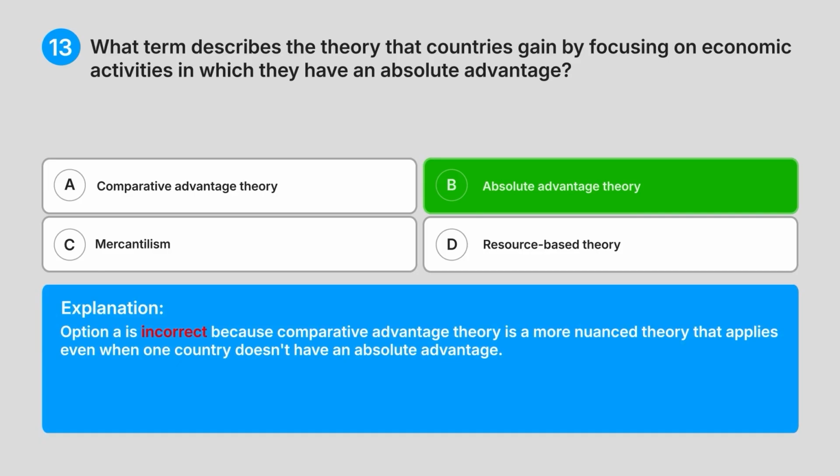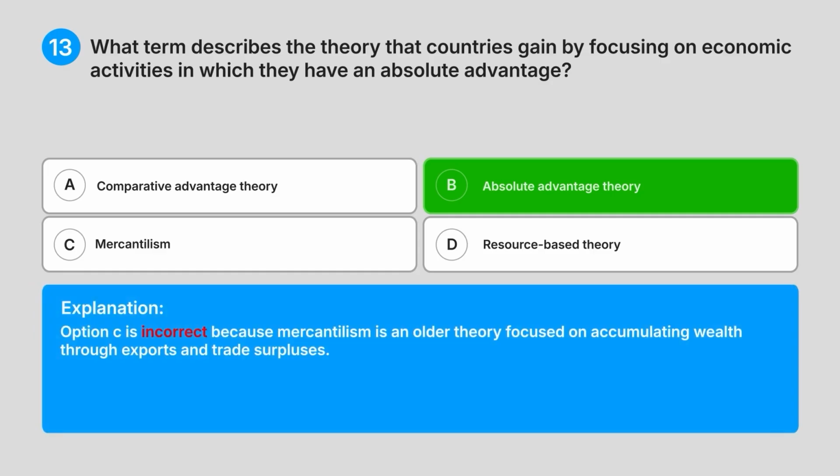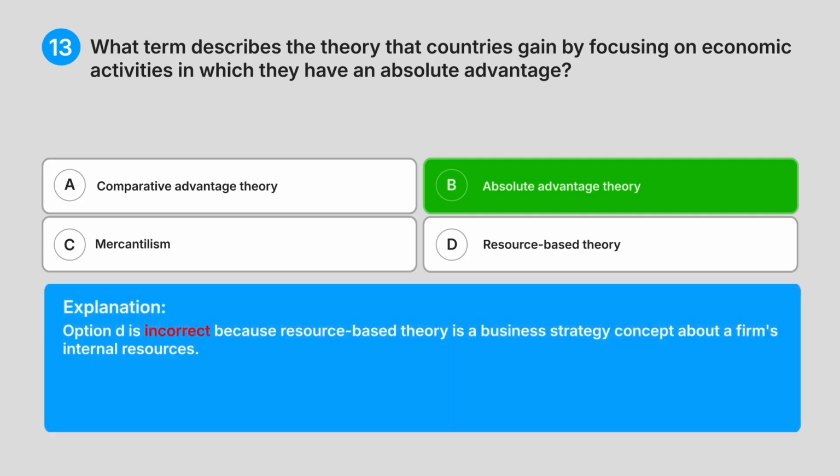Option A is incorrect because comparative advantage theory is a more nuanced theory that applies even when one country doesn't have an absolute advantage. Option C is incorrect because mercantilism is an older theory focused on accumulating wealth through exports and trade surpluses. Option D is incorrect because resource-based theory is a business strategy concept about a firm's internal resources.